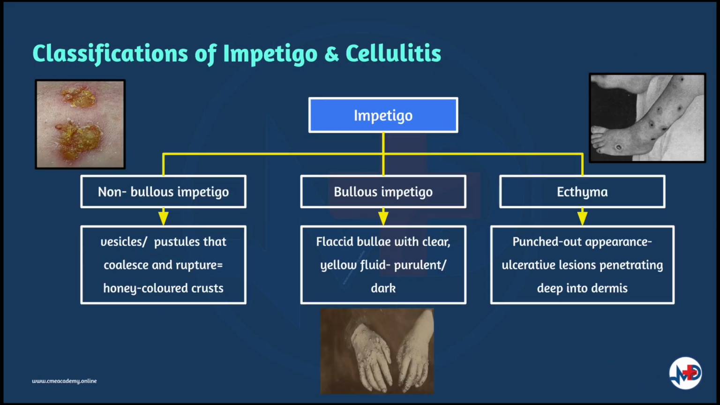When it comes to classifications, impetigo may be divided into non-bullous or impetigo contagiosa and bullous as well as ecthyma. Non-bullous or impetigo contagiosa are vesicles or pustules that coalesce and rupture, after which the purulent exudate will form honey-colored crust, mostly affecting the face and extremities. Bullous impetigo is when small vesicles become flaccid bulla with clear yellow fluid, purulent or dark, without any erythema and edema or honey crust lesions. Lastly, ecthyma is a deeper tissue form of impetigo, forming a punched-out appearance due to ulcerative lesions penetrating deep into the dermis.